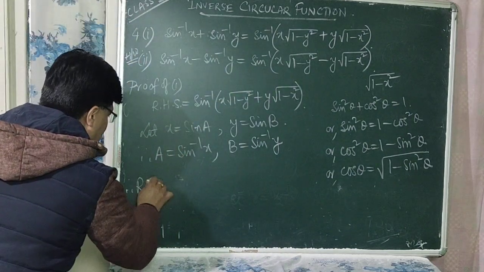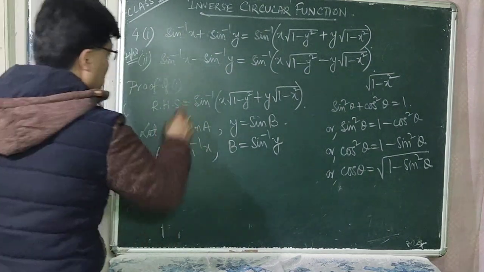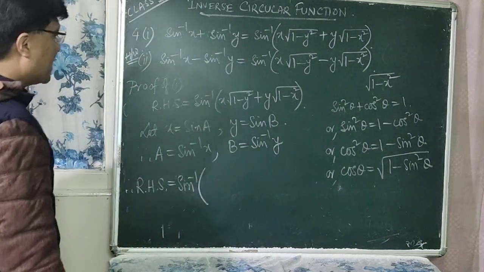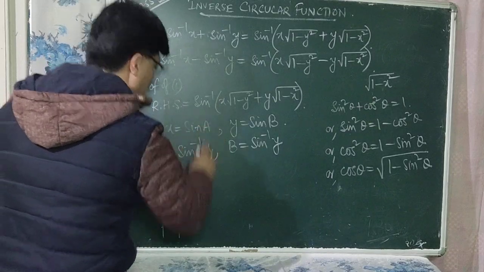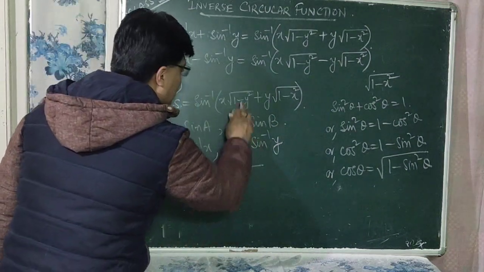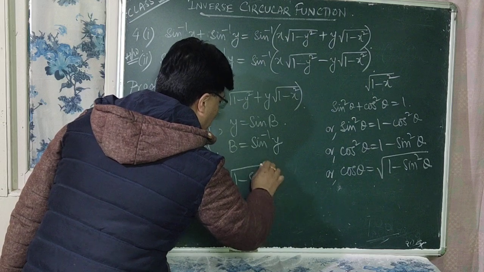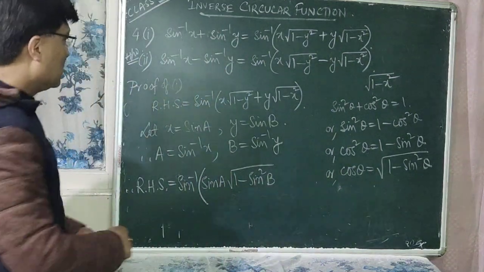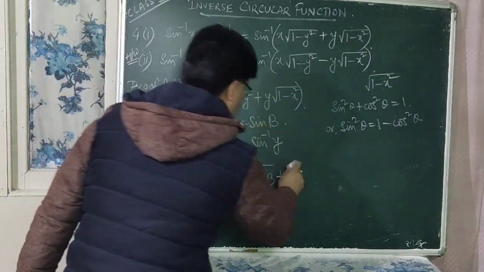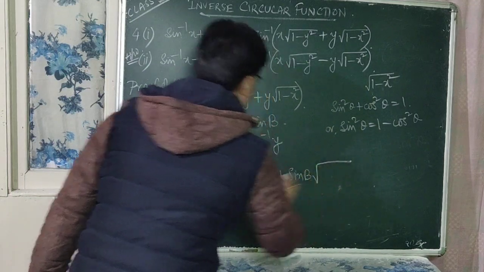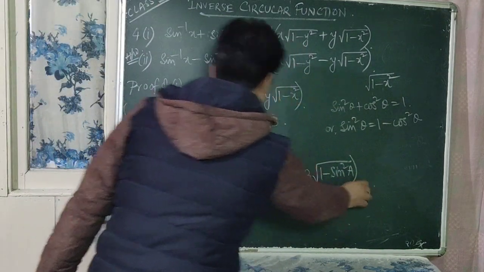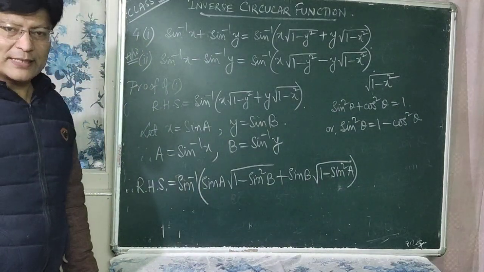So therefore, now what is RHS? So RHS is equal to sin inverse, within first bracket. What is x out here? X is equal to sin a. So x we write sin a. Then within square root 1 minus, what is y square? It is sin square b, right? Next, plus sign is there. Plus, what is the value for y here? Sin b. Then within square root, what is 1 minus x square here? It is 1 minus x square here is sine square a. Is that clear to all of you?